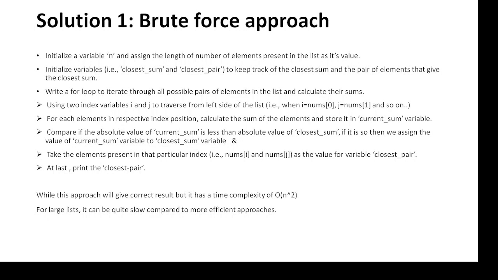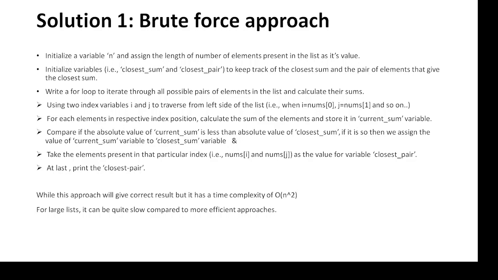This is mainly useful for finding lowest values, because here we have to do the same thing. We need to find the two elements that have the closest sum value to 0, and we are initializing closest pair, a variable that will keep track of which pair of elements is giving me the closest sum value. Now we will write a for loop. We will take two index variables i and j.